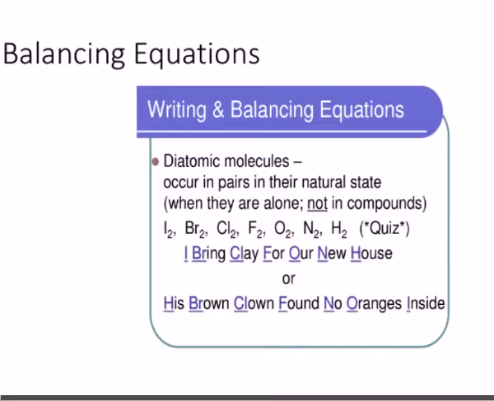Diatomic molecules, guys, occur in pairs in their natural state, which means they are not alone. They're so reactive. Remember, it's all about getting to the lowest energy state possible. They will bond with themselves to be in a lower energy state, and when they're bonded with one another, they're stable. Iodine, bromine, chlorine, fluorine, oxygen, nitrogen, hydrogen. Those are the 7 diatomics.